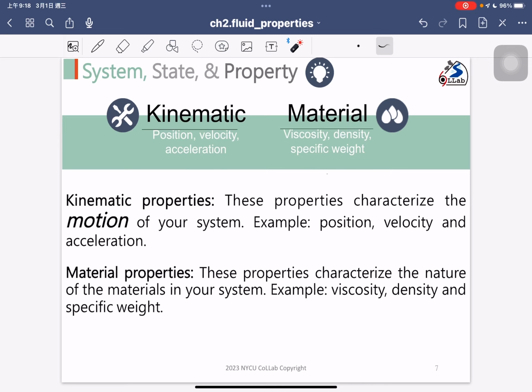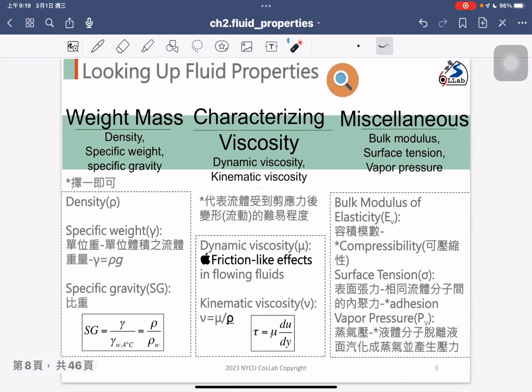In the following class, when we say kinematic properties, that indicates all the parameters we are discussing with position, velocity, or acceleration. And the others, we call the material properties. Okay? So this is a very good slide.